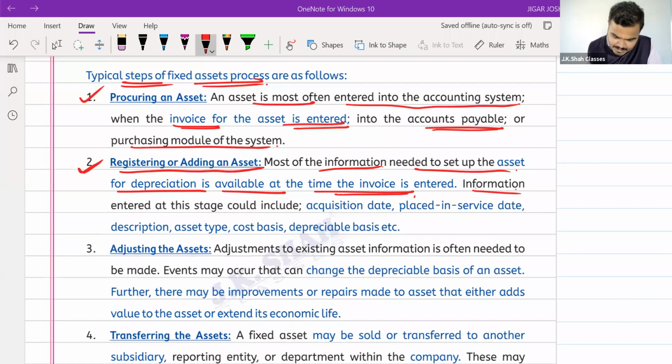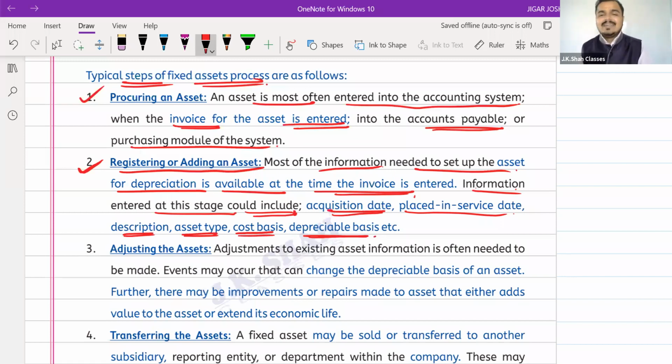Information entered at this stage includes the acquisition date, when we purchased that asset; place in service, when we started using that asset; its depreciation description; asset type, whether it is a fixed asset or a current asset; cost basis; and finally, depreciable basis. All these things are properly recorded in the fixed assets module. So number one, procuring the assets. Number two, registering or adding this asset into the module.